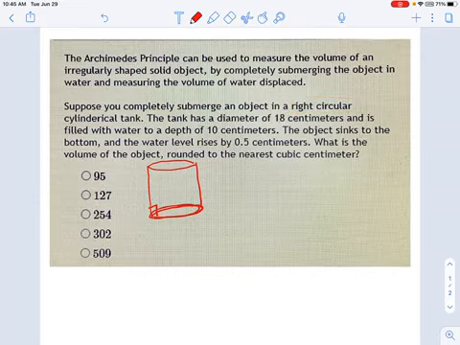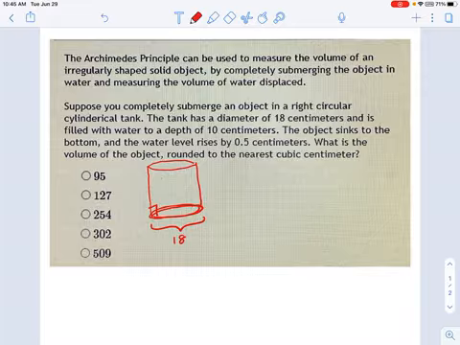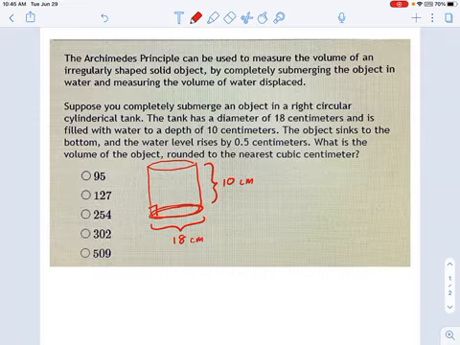And I'm told that the diameter of this tank is 18 centimeters. That's this right here, 18 centimeters. And it's filled with water up to a depth of 10 centimeters. Okay, so let's just call this 10 centimeters. It's how high the water goes. And I dunk my object in there, and it sinks to the bottom, and the water rises by 0.5 centimeters. So what's the volume of the object rounded to the nearest cubic centimeter?